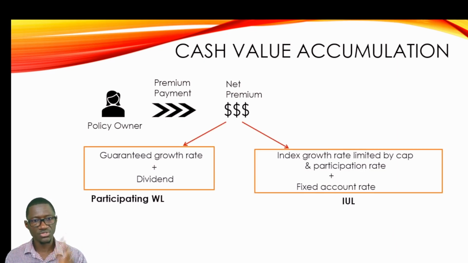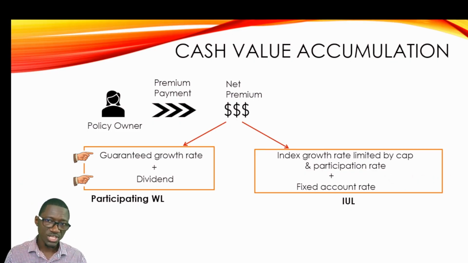So if you go with a participating whole life policy, the growth in your cash value comes from two things. The very first thing is the guaranteed growth rate that you'll get every year, regardless of what happens, as long as the contract is in force. And on top of that, you will get dividends. Now, if you use a traditional whole life policy, you will not get the dividends. That's why it's important to use a participating whole life policy.